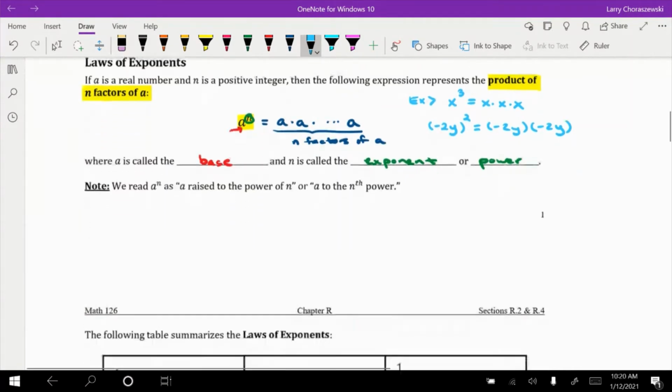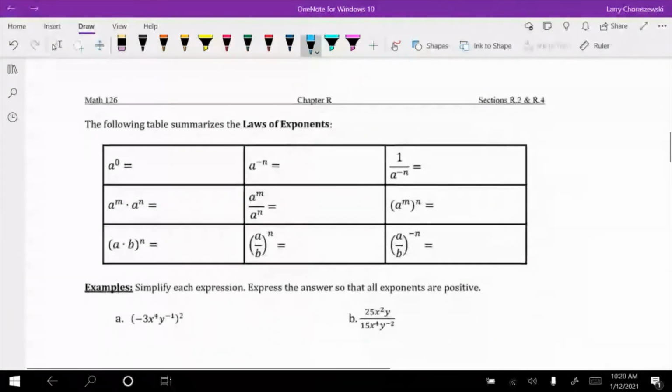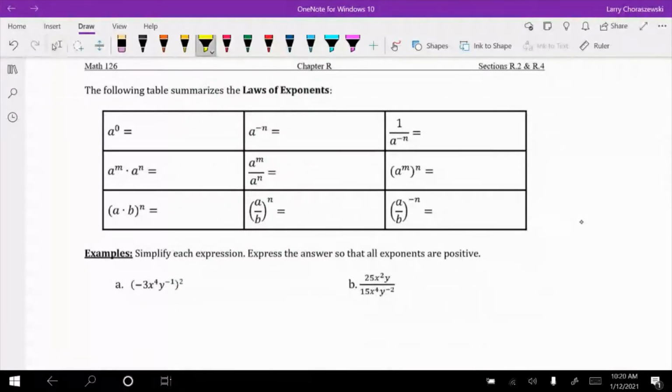But with that, that's a segue to the laws of exponents, which I'll summarize in the following table. And actually, maybe I'll have you guys start us out. Let's look at a to the power of 0. Any ideas as to what anything to the power of 0 becomes? Exactly, yep.